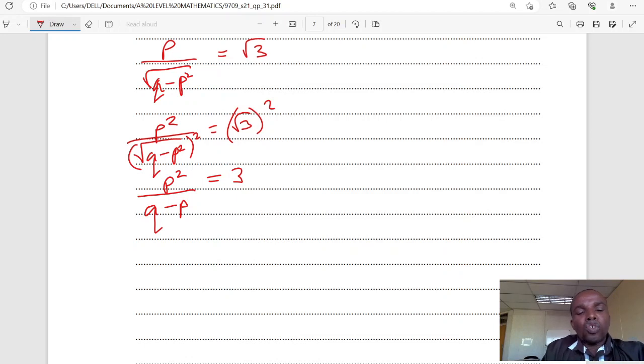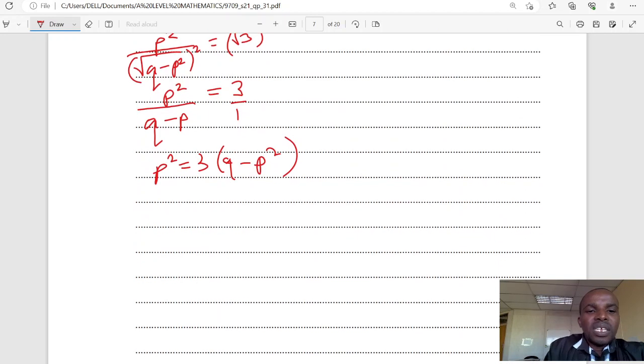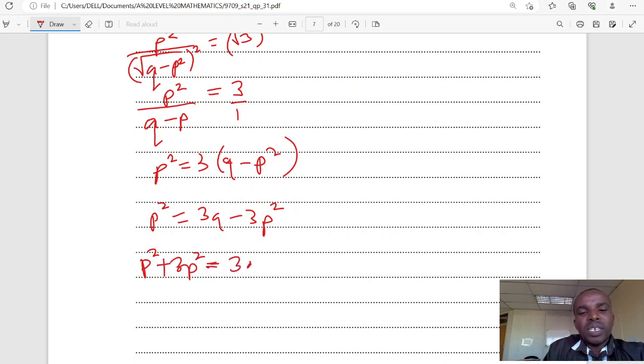Then I have to cross multiply. This will be over 1. It will be P squared is equal to 3 times Q minus P squared. Then P squared is equal to 3Q minus 3P squared. Collect to the left side: P squared plus 3P squared is equal to 3Q. Then that becomes 4P squared is 3Q.